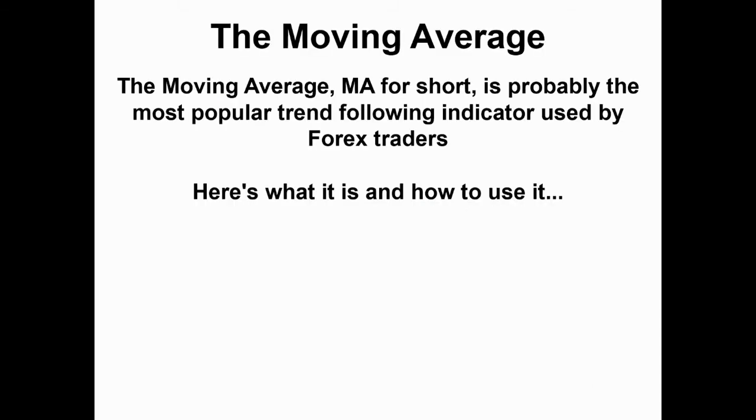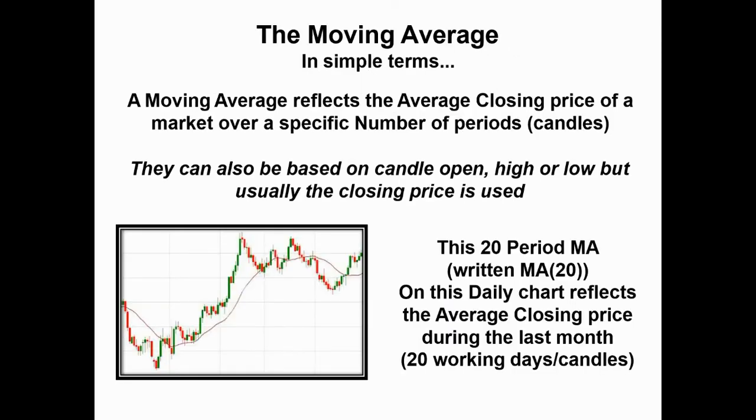So the moving average, or we can call it MA for short, is probably the most popular trend following indicator used by forex traders. So how do you normally use it in forex? In simple terms, a moving average reflects the average closing price of a market over a specific number of periods. The number of periods, which is the number of days earlier, is called candles. You can also base it on the opening of a candle, high or low, but usually the closing price is used.